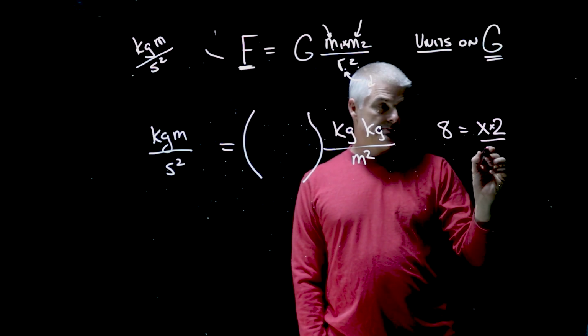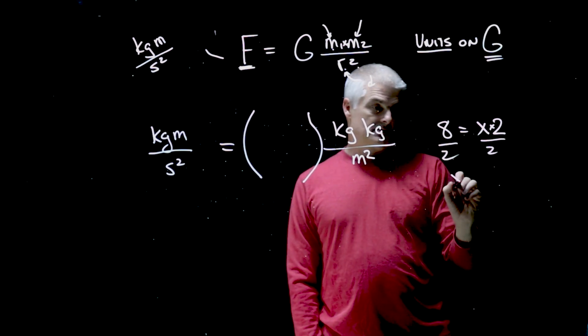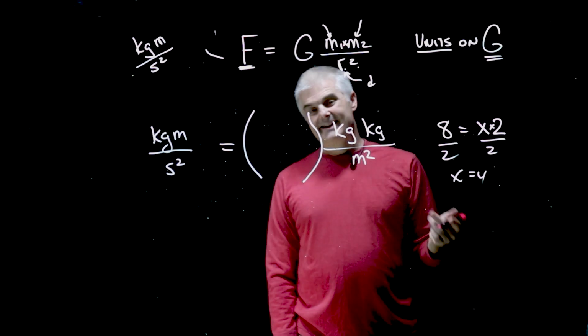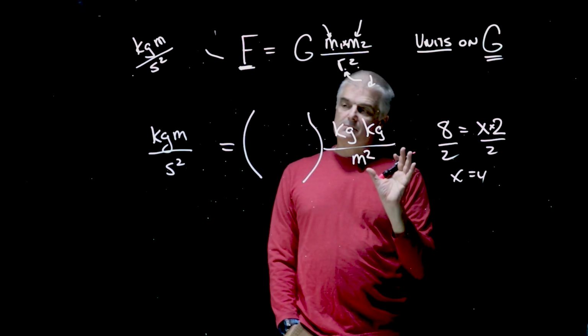We divide both sides by 2. X is 4. You know how to do that, right? It's essentially what we're going to do, but we're going to analyze it by units.